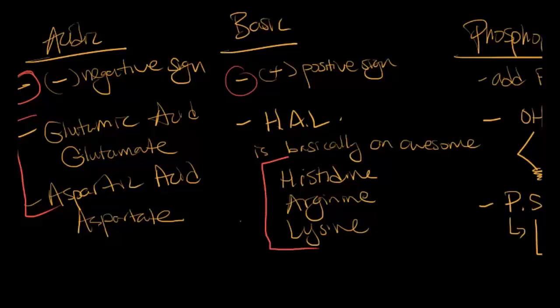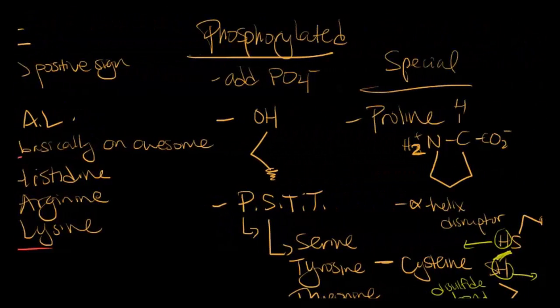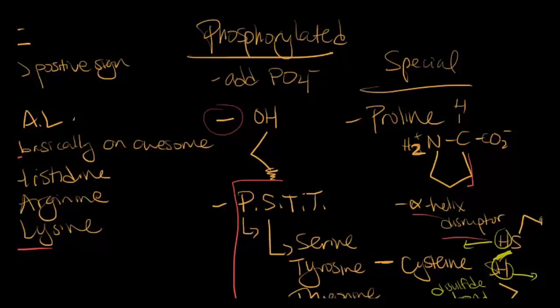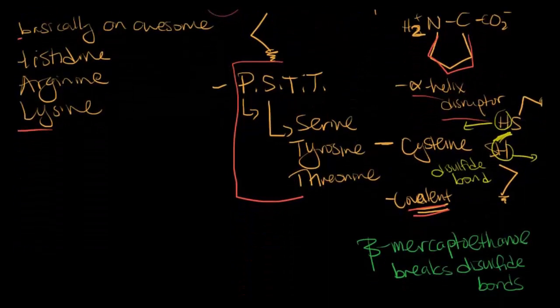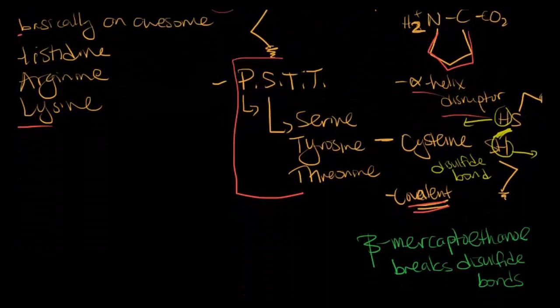The ones that can be phosphorylated are the ones that have OH in their R group. Know these 3 by name. Also, proline, an alpha helix disruptor, because its R group is bound back to the backbone. And cysteine can make a covalent bond with another cysteine. That's the only amino acid that can make a covalent bond. That covalent bond is called a disulfide bond. To break that bond, we add a chemical here, beta-mercaptoethanol.